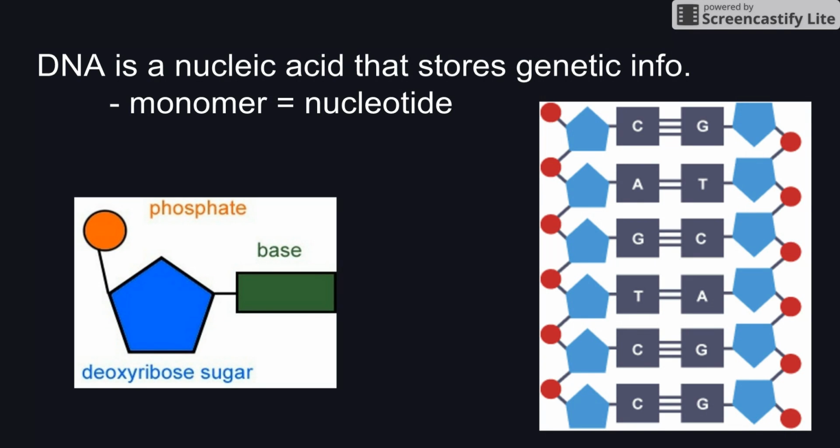There's a phosphate, deoxyribose is the sugar, and then the base is either going to be the A, G, C, or T. So the adenine, the thymine, the guanine, or the cytosine. And remember that when the two sides of the DNA are matched up, C always goes with G and A always goes with T. That's Chargaff's rule.